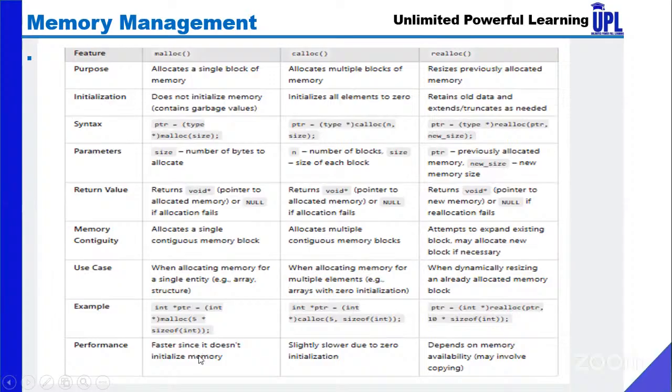Since malloc is a single block, it is faster. Calloc, with multiple blocks, is slightly slower than this because it is initialized to 0 also. Realloc depends upon how it is copying to the new block. Usually realloc works like this: if you assume earlier 8 bytes of memory was there and suddenly you want to extend to 16 bytes, it will copy the data to another memory location where 16 bytes are available, and the size will be increased. That's why the performance will always be lower compared to these two. So we have understood the difference between malloc, calloc, and realloc.